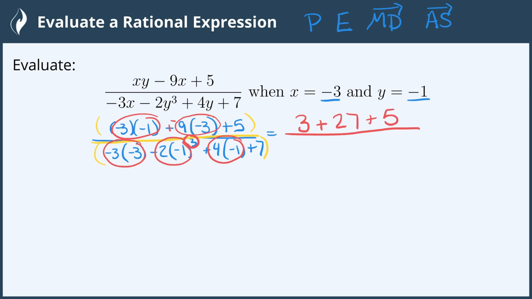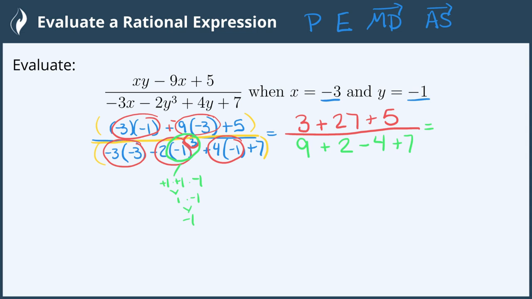In the denominator, we can go ahead and do our exponent first. Negative 1 to the third is negative 1 times negative 1 times negative 1. A negative times a negative is positive, so we get positive 1 times negative 1, which is negative 1. So we have negative 3 times negative 3, which is positive 9. A negative 2 times a negative 1 makes a positive 2. And positive 4 times negative 1 is a negative 4. And then plus 7.